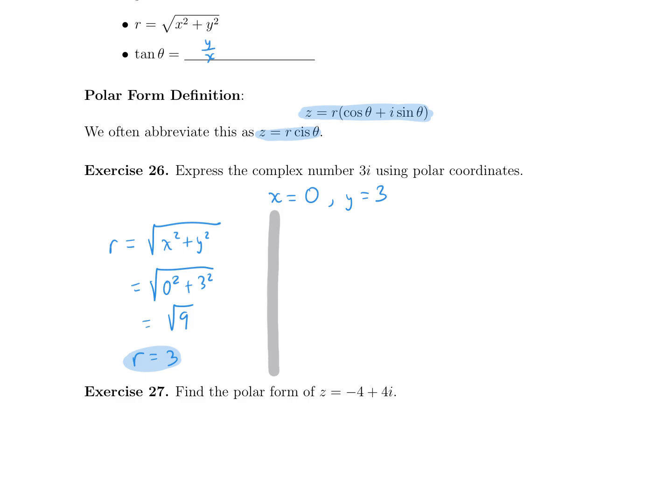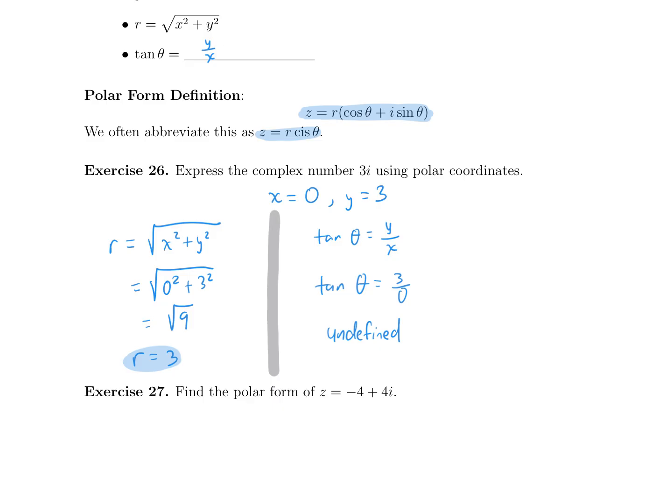Okay, now let's find the argument. The argument is given by tan theta equals y over x. In this case, we have tan theta equals 3 over 0. Well, that is an undefined value, right? You cannot divide by 0 in math. So if you think about that, on the unit circle, where is tangent undefined? Well, it's undefined when x is 0 and y is 1. That would be at pi over 2.